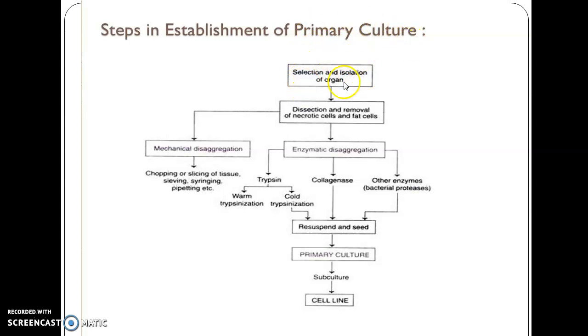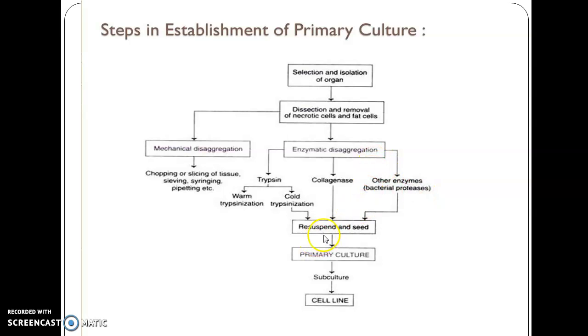You select and isolate the organ, say brain or nervous tissue or a muscle or anything. Then you dissect and remove the necrotic cells and fat cells, and we disaggregate them mechanically. For mechanical disaggregation, we either chop or slice the tissue, sieve it, syringe it, pipette it. All these are ways of mechanically separating the cells from the tissue. Or it can be enzymatic disaggregation, done by using trypsin. Trypsin is an enzyme which can be used either in warm or in cold form. Collagenase is another enzyme, and other enzymes are bacterial proteases.